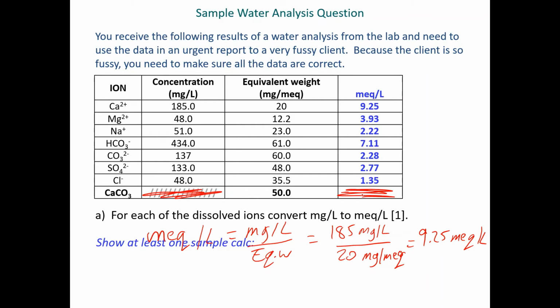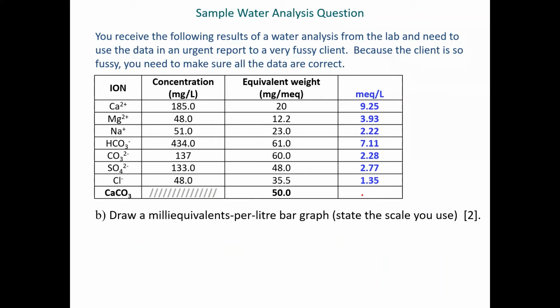So what was the second one? The second one is draw a milliequivalents per liter bar graph. I'll see if I can get some spare rulers, because I know not everyone necessarily has one. We have a big box full of them downstairs in the environmental lab. So what you want to do is tell me what your scale is, and then draw your bars.